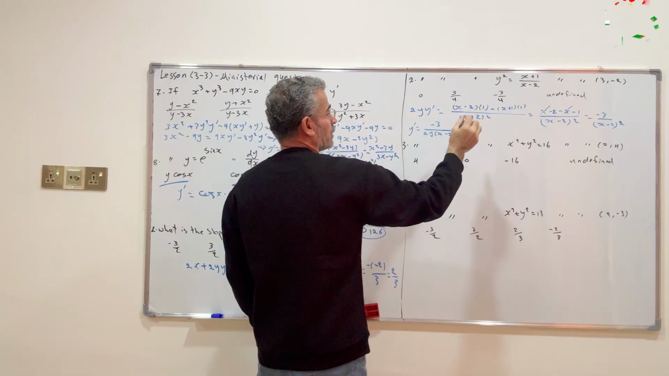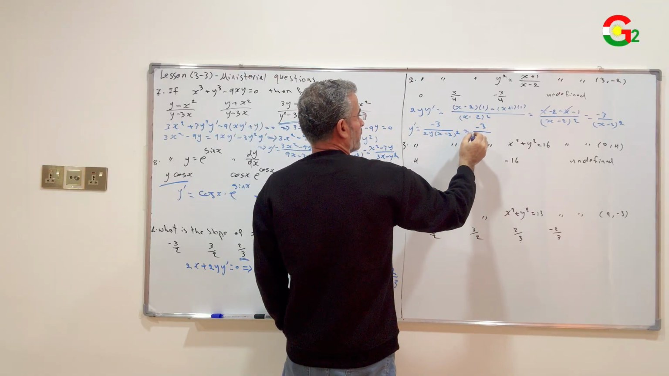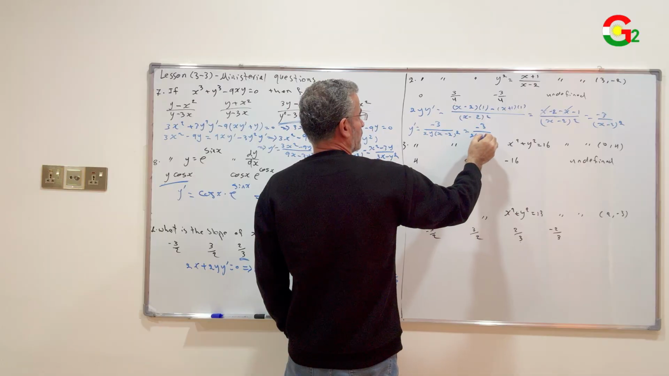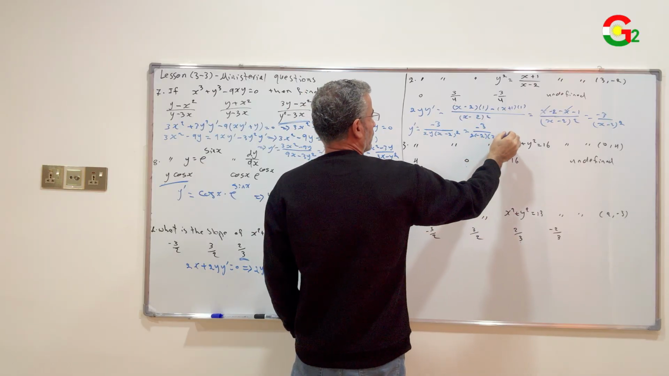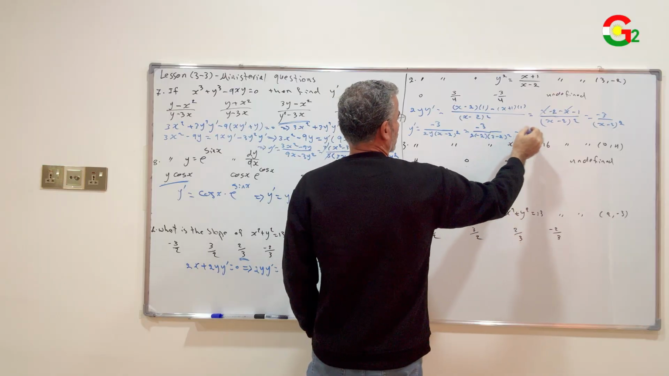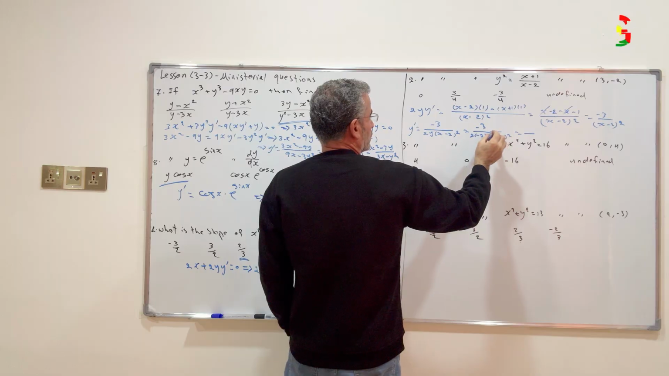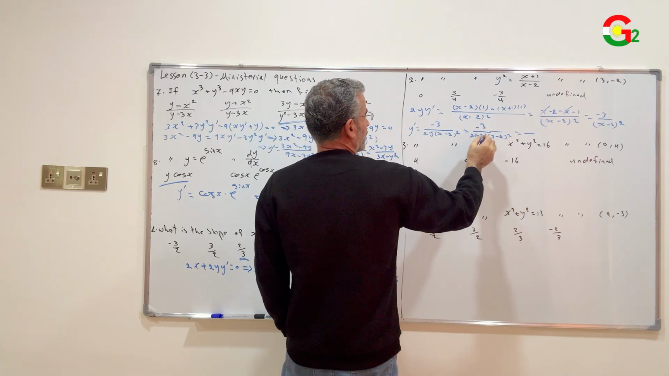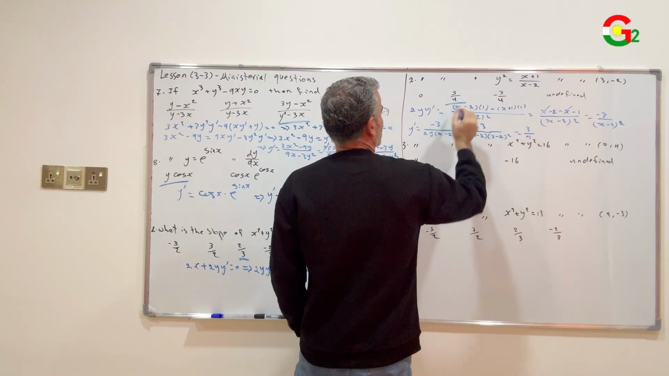At the point (3, -2): -3 over 2 times -2 times (3 - 2) all power 2. 3 minus 2 is 1, 1 power 2 is 1. 2 times -2 is -4. So -3 over -4 is 3 over 4. Choice B.